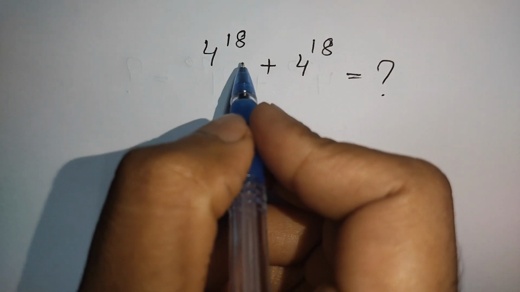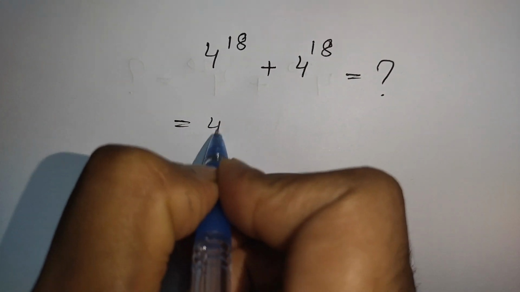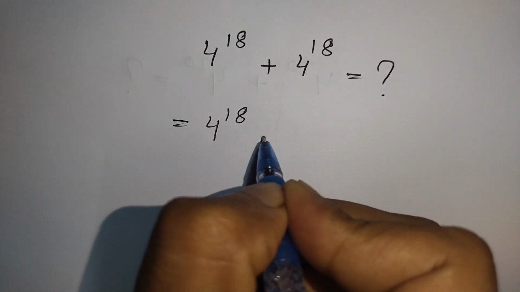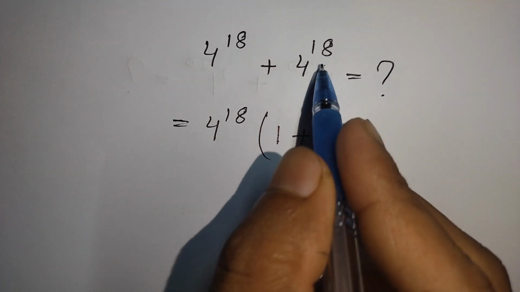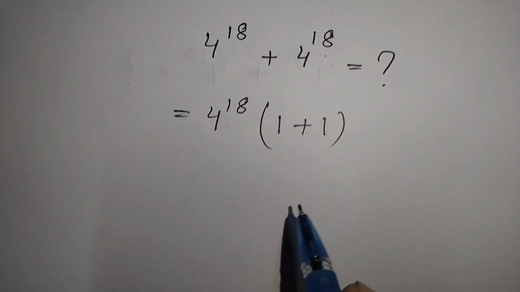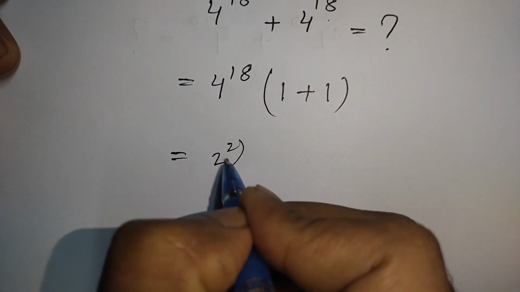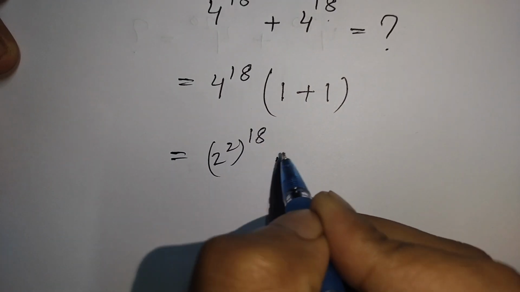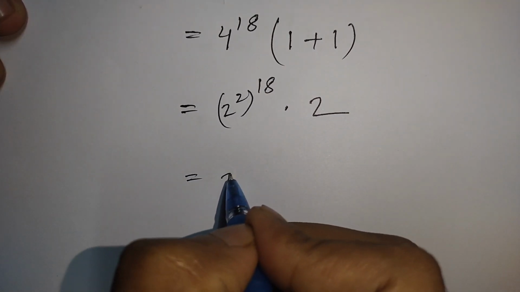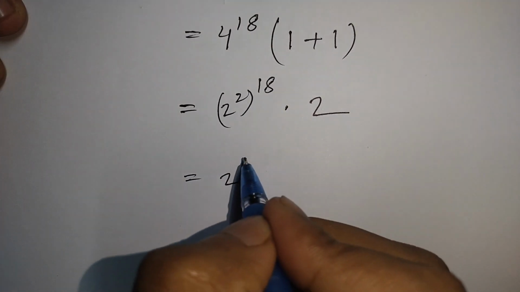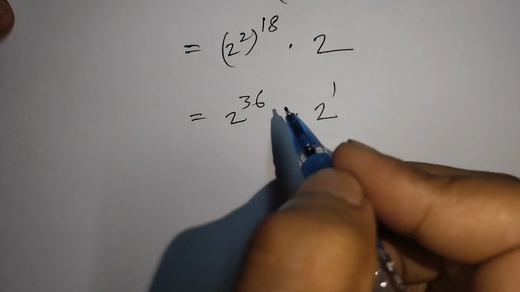How to solve 4 to the power 18 plus 4 to the power 18 is equal to what? At first we take common 4 to the power 18, first bracket start, this divided by this, that means 1, plus this divided by this, that means 1. Now 4 to the power 18 is the same as (2 to the power 2) bracket power 18, times (1 plus 1), that means 2. Now 2 to the power 2 times 18, that means 36, times 2 is the same as 2 to the power 1.